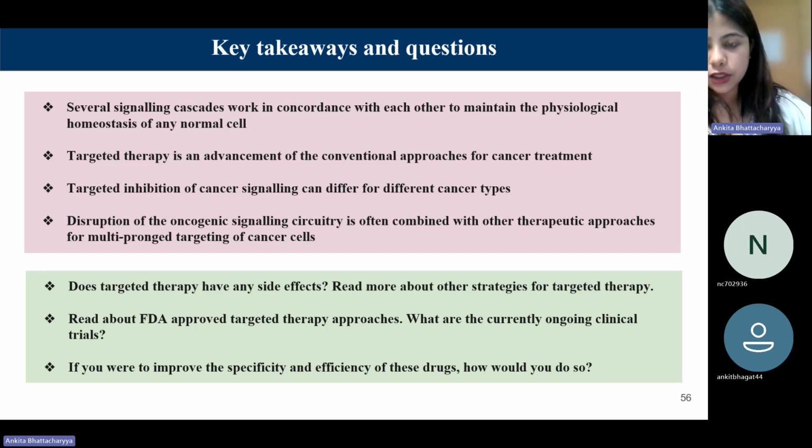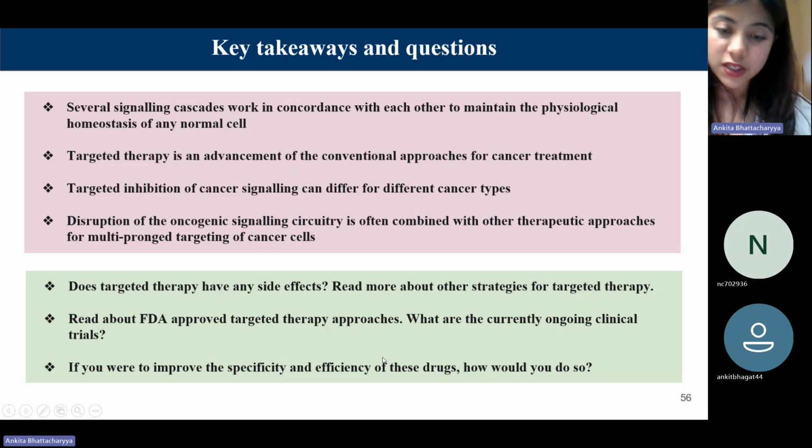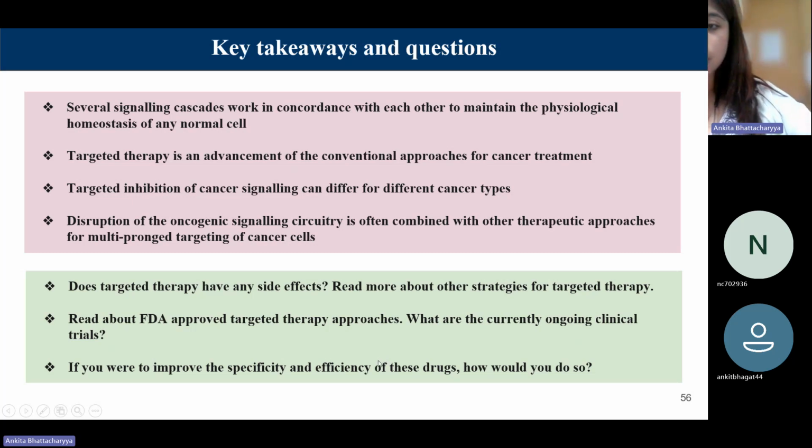So we're just going to touch upon that topic as well. But what you can see, you can look at it if it's interesting to you. If you want to go into pharmacology or you're interested in cancer therapeutics, etc., you can look at it. And this is a question I'd asked in the previous class also, so I've kept it in continuity because we are learning a little bit more about it now. So if you were to improve the specificity and the efficiency of these drugs, what would you do?